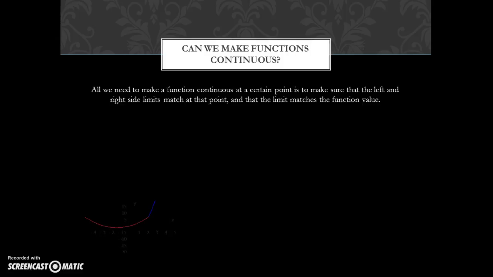Can we make a function continuous? All we need to make a function continuous at a certain point is to make sure that the left and right side limits match at that point, and that the limit matches the function value. And oftentimes we'll be working with functions where we've got a mysterious coefficient that we need to find out, and finding out that coefficient will tell us whether our function is continuous.